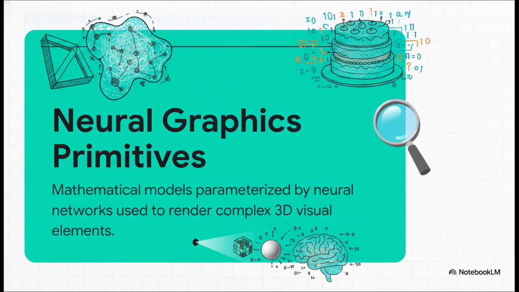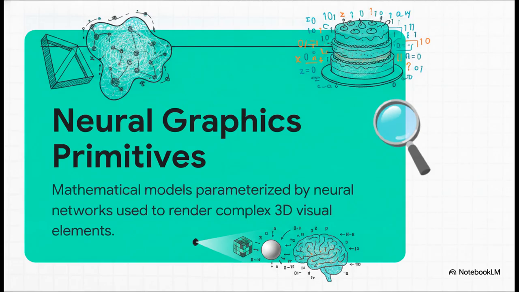Imagine you want to bake an incredibly intricate multi-layered cake. Traditional graphics would be like trying to sculpt that cake perfectly out of hard plastic. You're rigidly defining the surface. A neural graphics primitive, on the other hand, is like having the ultimate dynamic recipe written in a language that an AI understands. When you feed an XYZ coordinate and a viewing angle into this network, it computes the exact color and density of light at that specific microscopic point in space.